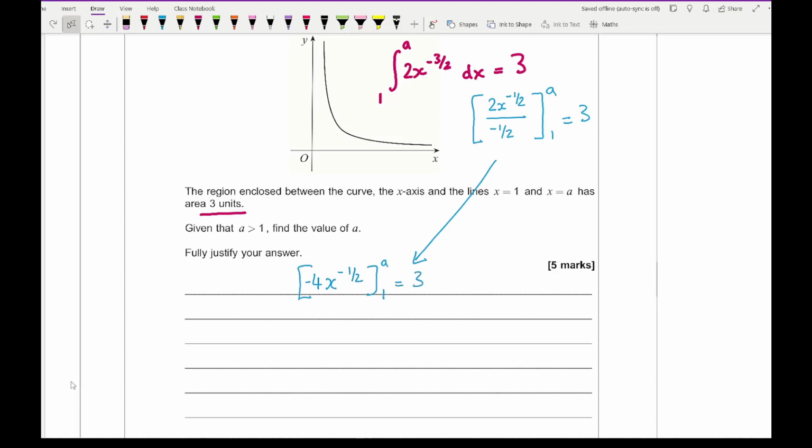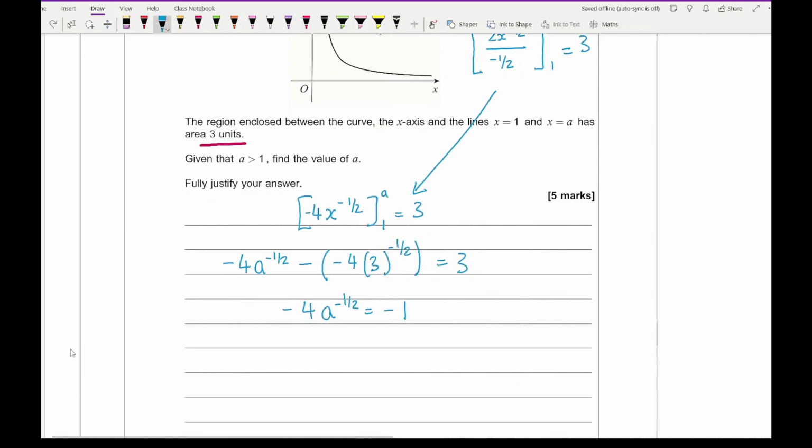Then substituting the numbers in, what do I get? Well, substituting x equals a, I get minus 4a to the minus a half, minus minus 4 times 1 to the minus a half, and that equals 3. So then doing a bit of rearranging, I get minus 4a to the minus a half equals minus 1, and so then a to the minus a half equals a quarter, taking the 4 over.